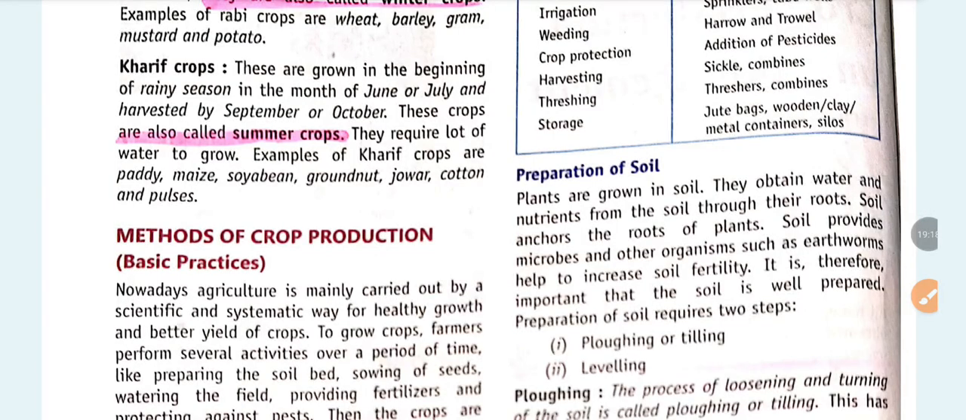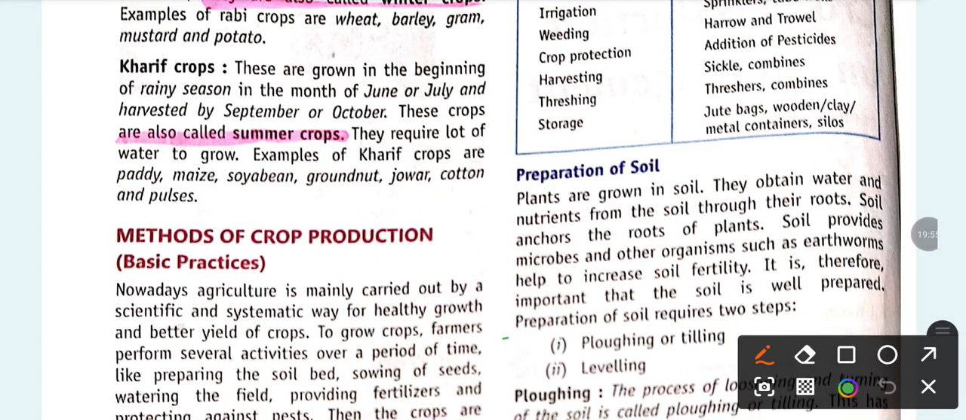Now, preparation of soil. Plants are grown in soil, as we all know, because it's a very common thing. They obtain water and nutrition from the soil through their roots. Soil anchors the roots of the plant, and it provides microbes and other organisms such as earthworms to help increase the soil fertility in which the crops are grown. Therefore it's very important that the soil is well prepared, and it requires two steps: plowing and leveling. Plowing is also known as tilling.